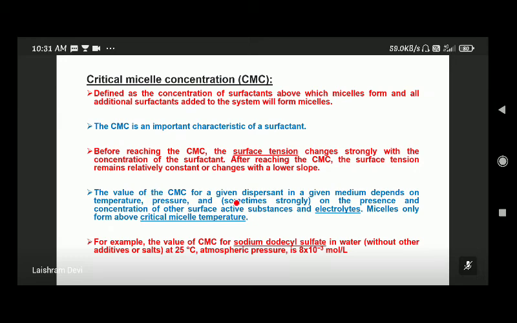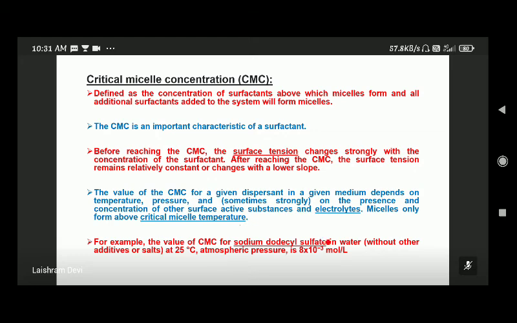The value of the CMC of a given dispersant or surfactant in a given medium depends on temperature, pressure, and sometimes strongly on the presence and concentration of other surface active substances and electrolytes. Don't pay much attention to this, and micelles only form above critical micelle temperature.